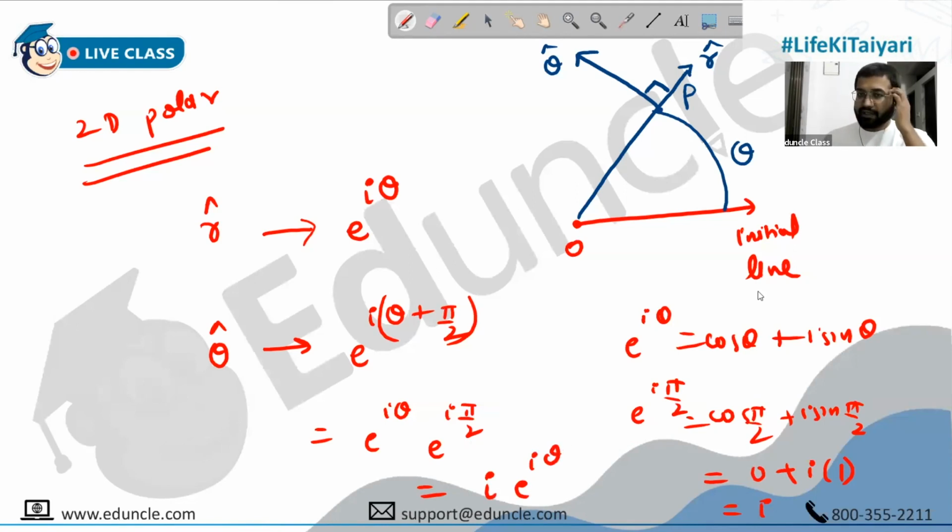And what they can also ask is, what is the derivative of r cap? What is the derivative of theta cap? Because the derivatives of these unit vectors are not 0, people. Their derivatives exist. The derivatives of i cap, j cap and k cap are 0, but their derivatives are not 0. Chalo, next.